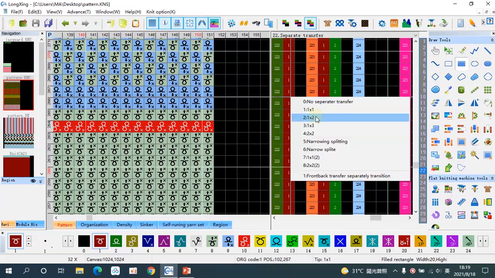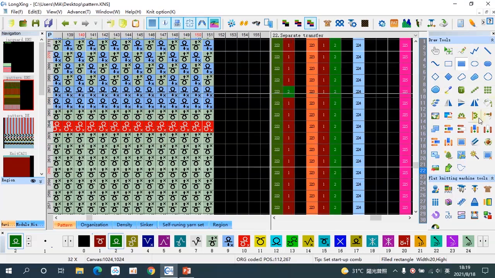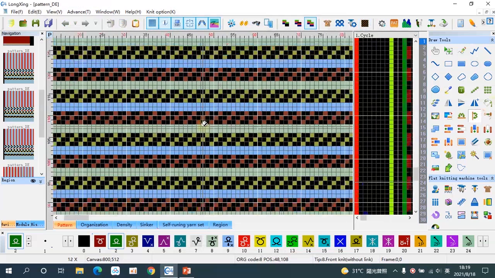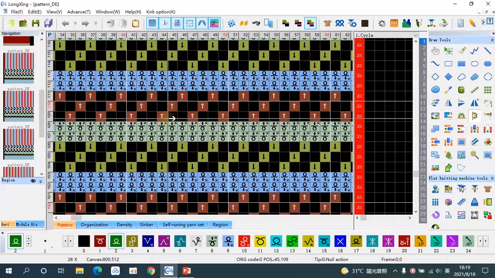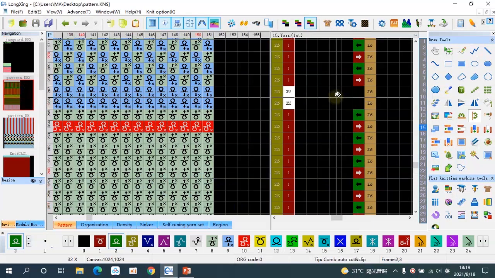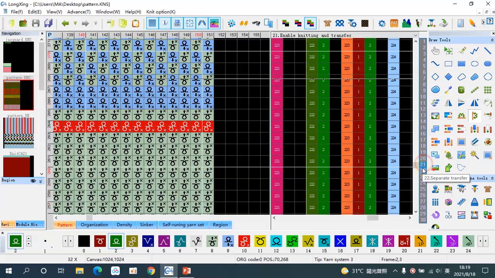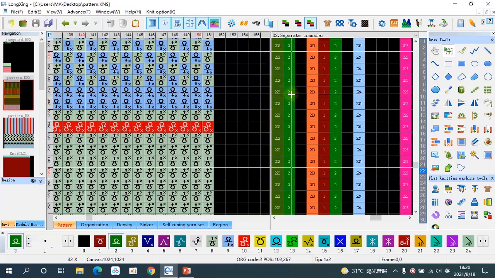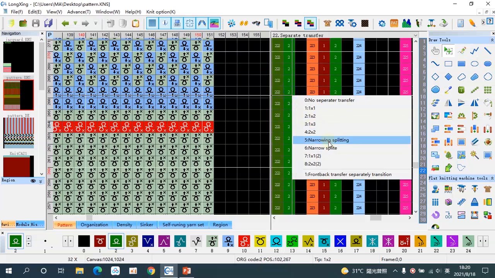Now if we choose 1 by 2, then we fill those lines. Then compare. Now you can see the transfer is like this. The rest you can try by yourself.